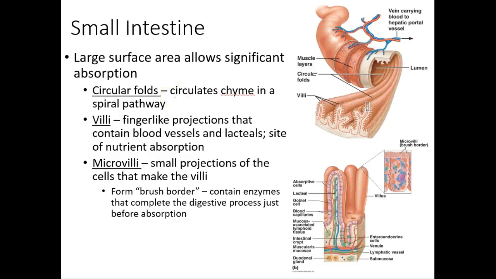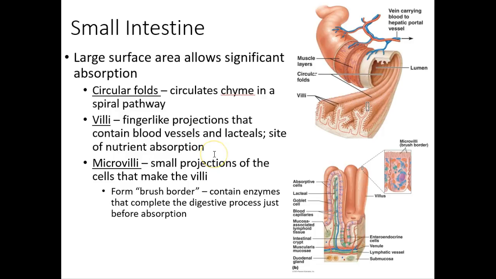The small intestines also have circular folds, and you'll notice in the cadaver that they sort of fold on each other, and that's to move that chyme around slowly in a spiral pathway, and that's going to lead to it moving around a lot, and it's going to lead to more surface area through a process called segmentation, which we'll talk about soon.